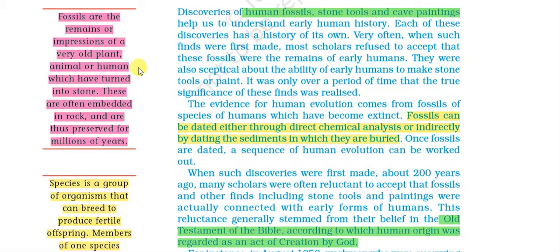Now, for fossils, this is the one marker that is very, very important. What are fossils? Fossils are the remains or impressions of a very old plant, animal, or human which have turned into stone, right? A very, very important class. You have to remember this for a 1 mark.